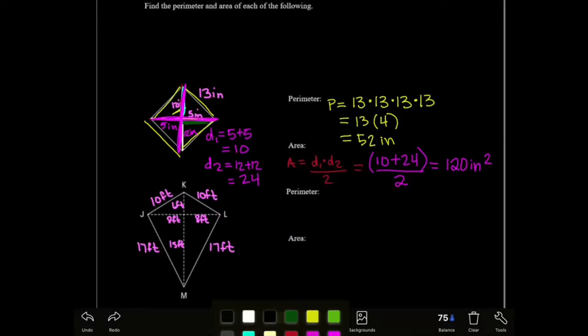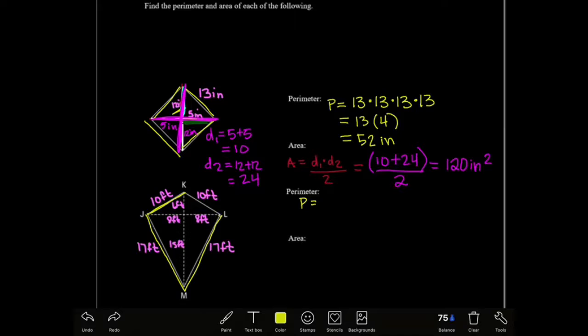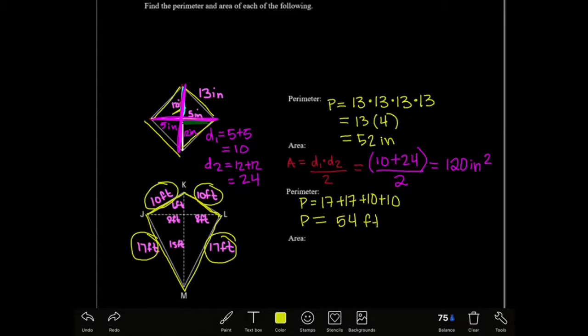So first we have to find the perimeter, which is adding all the sides. So our sides are this outline that I'm making. So all of the side lengths are circled, right? That's each side length. So our perimeter is just 17 plus 17 plus 10 plus 10. Okay, so our perimeter is equal to 54 feet. Alright, perimeter is pretty easy at this point. You're just adding all the sides, right?